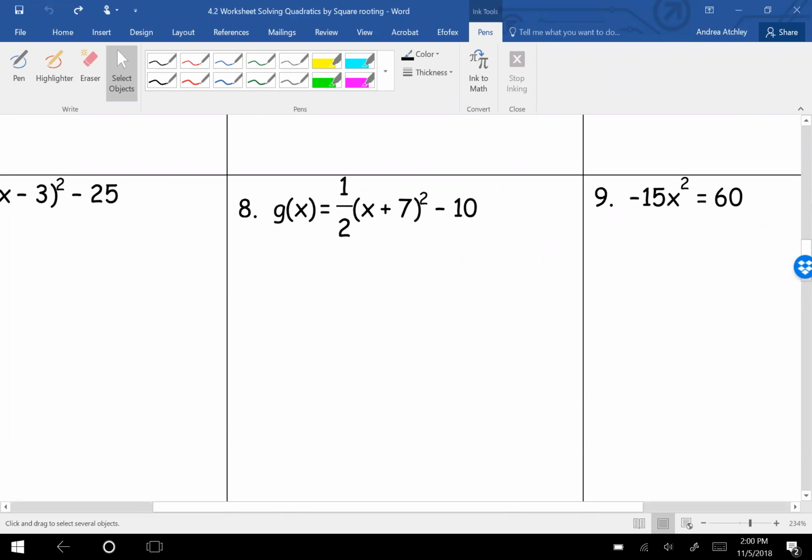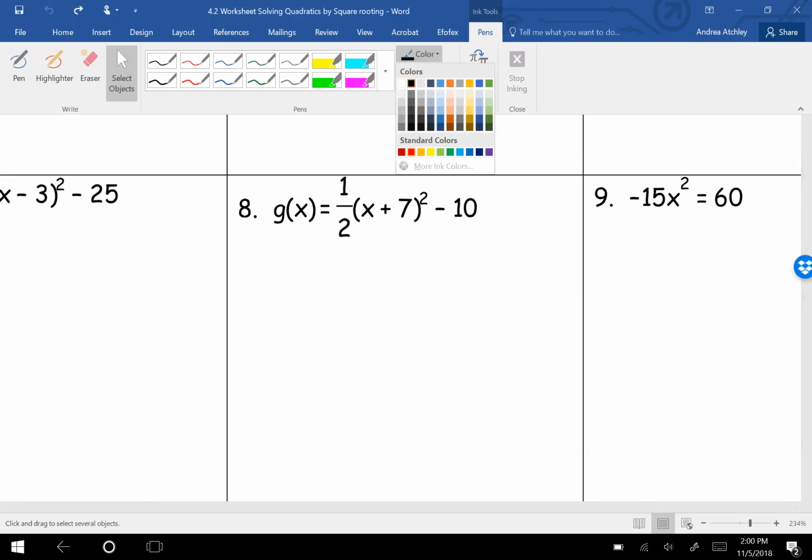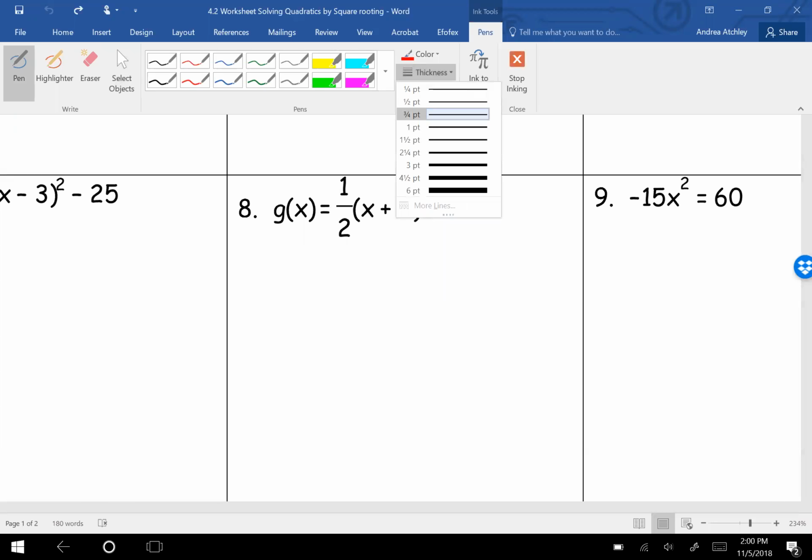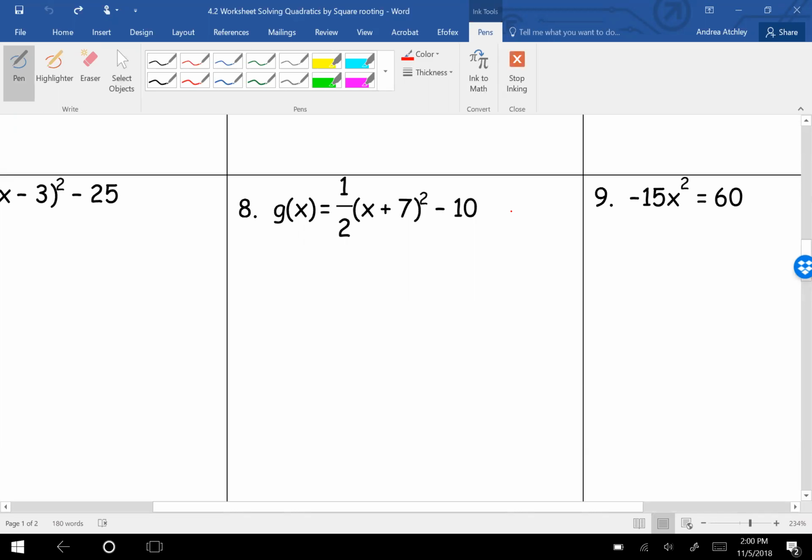Okay, so just like when we solved with factoring, we want to make sure it's equal to 0. So we're looking for the x-intercept. So that means g of x, or the y value, is going to equal 0. So we substitute in 0 for g of x. And we get 1/2 times x plus 7, the whole thing squared, minus 10.